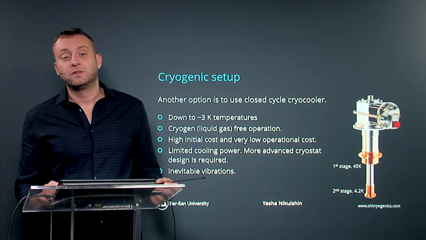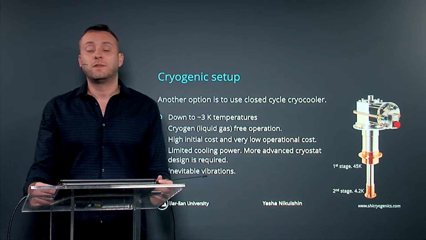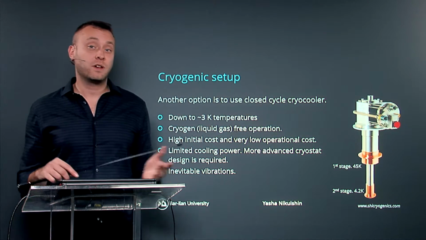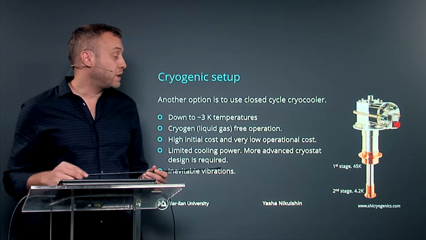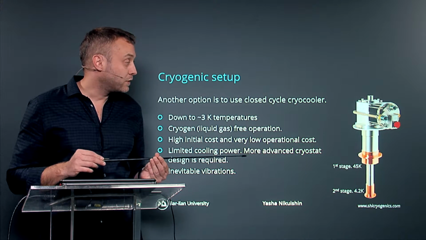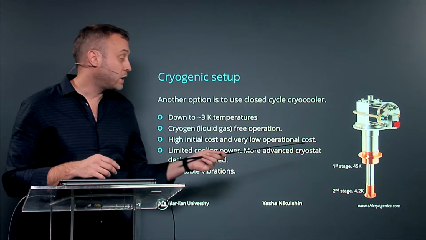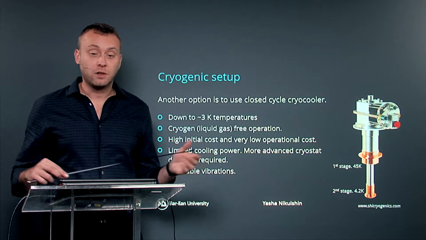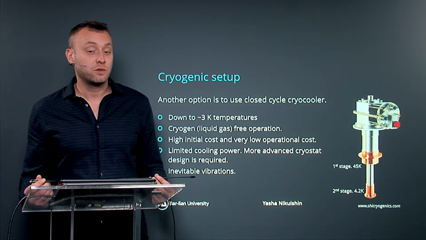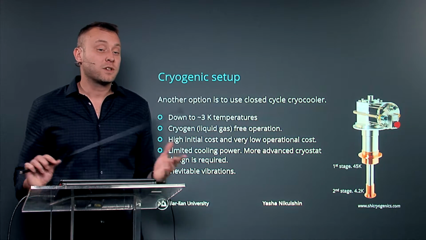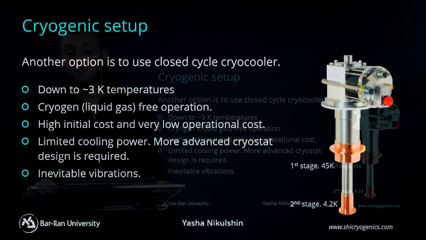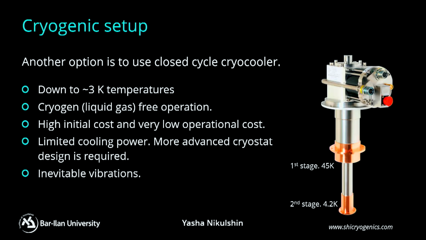Another option to cool the specimen to the desired temperature is to use a closed cycle cryocooler. This is the basic one, the one we used in our experiment. It's a cryocooler that can reach 4.2 Kelvin on the second stage and 45 on the first. It's a closed cycle. There are no liquid gases involved. It works on electricity. It has a high initial cost, but a very low operational cost.